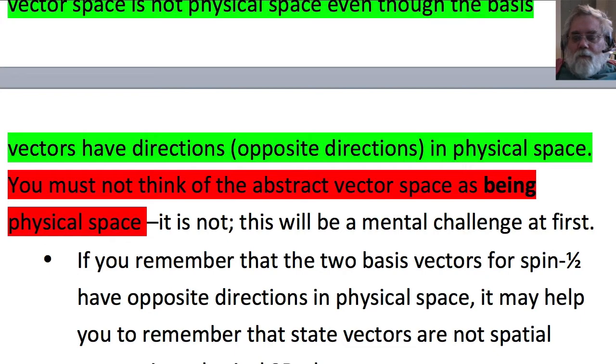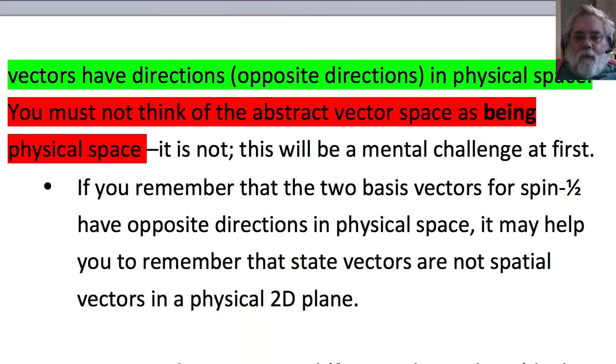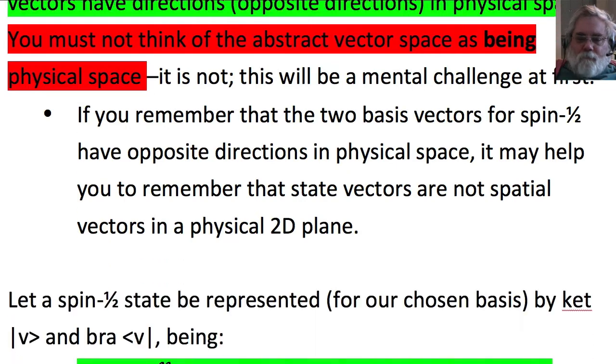They are not position vectors or direction vectors in real space. If you remember that the two basis vectors for spin 1/2 have opposite directions in physical space, that might help you to remember that those state vectors are definitely not spatial vectors in a physical two-dimensional plane.